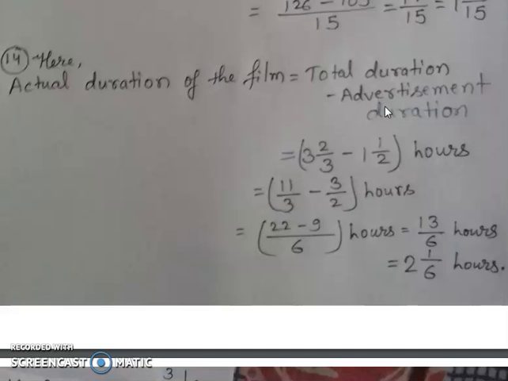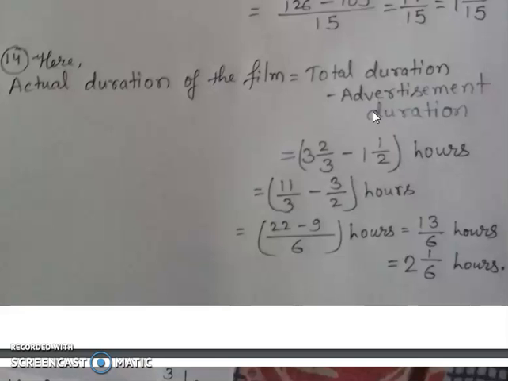Okay, here I had solved it, and the question number 14 is, okay, a film show lasted 3 2 by 3 hours. Out of this time 1 by 2 hours was spent on advertisements. What was the total duration of the film? So here also, total duration with advertisement is given and you have to find the actual film duration.